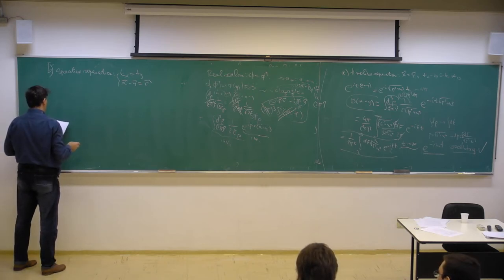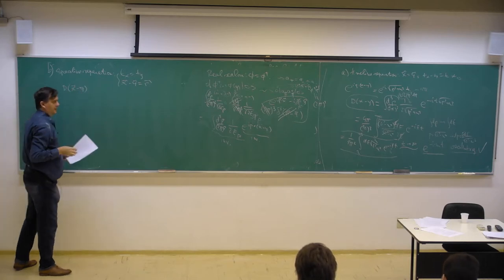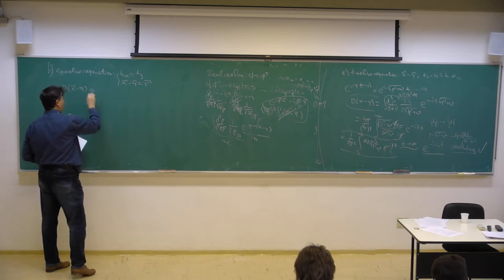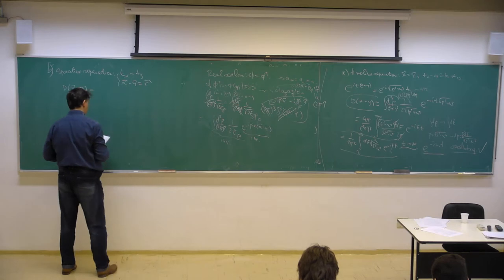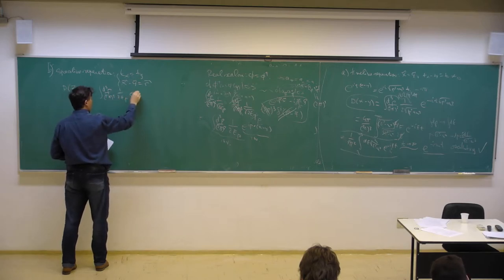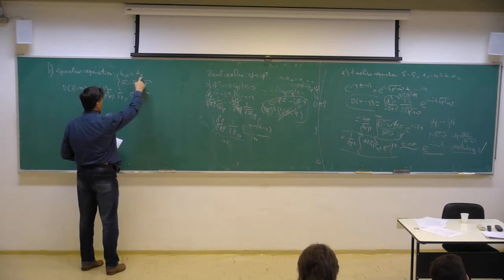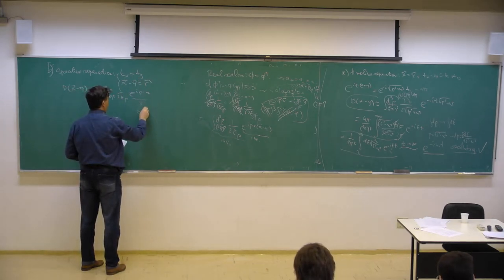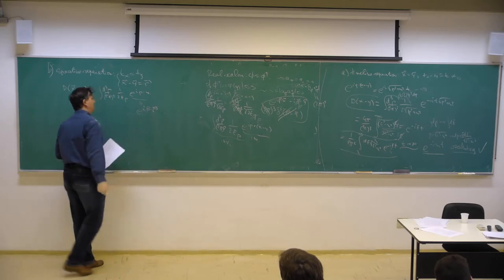All right, so in this case, D will depend on this x minus y, and is equal to what? So this was d^3p over (2π)^3, 1 over 2E_p, e^{ip(x-y)}, but this time this is zero, so this is just e^{ip(x-y)}. So r, call it r. Okay?